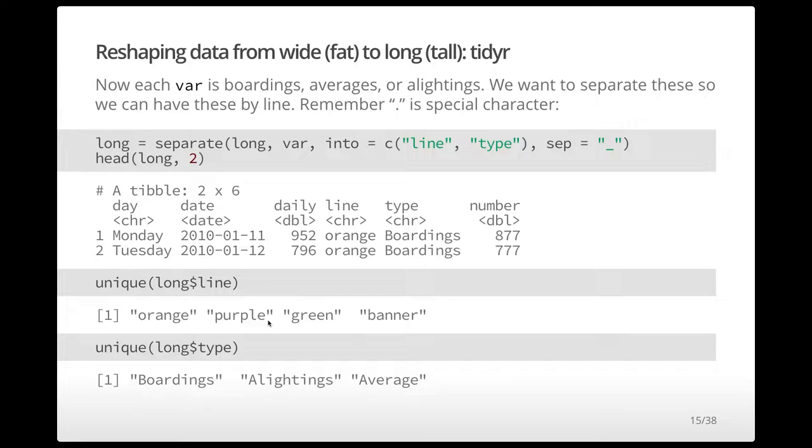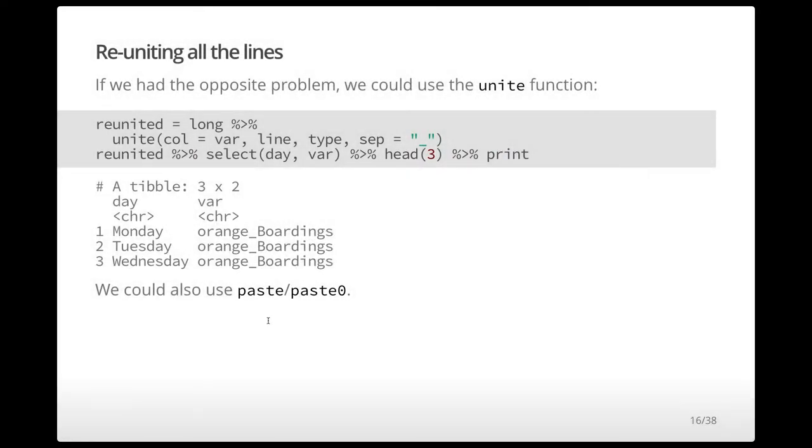So now we have line, which if we look at the unique ones of those, and again, we're grabbing this column, long dollar sign line, it's like we have orange, purple, green, and banner. And the types are people getting on, people getting off, and the average of the two. So now we're almost there, but this number means different things for different rows. It means people getting on or people getting off. So I want to reshape the data again so that I have a column for boardings, a column for people getting off, and a column for average. So we're going to do that with the spread function.